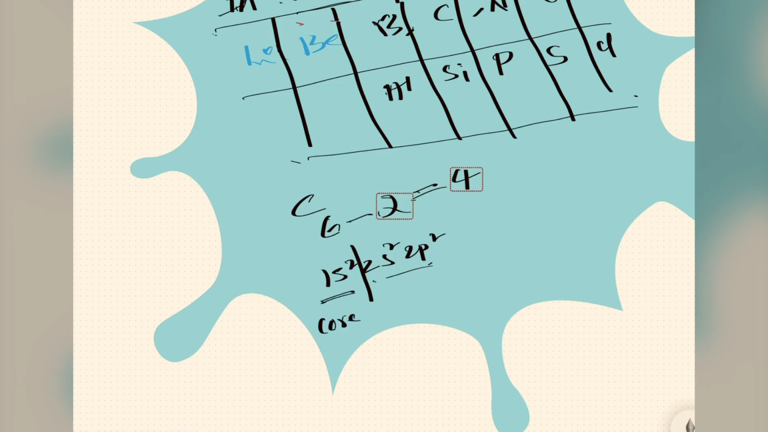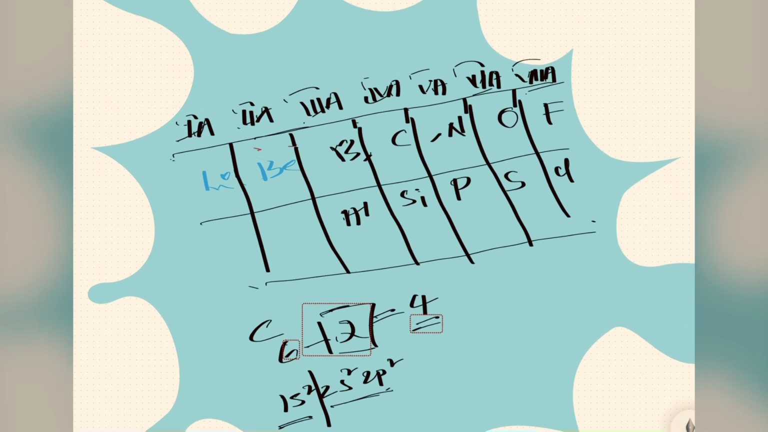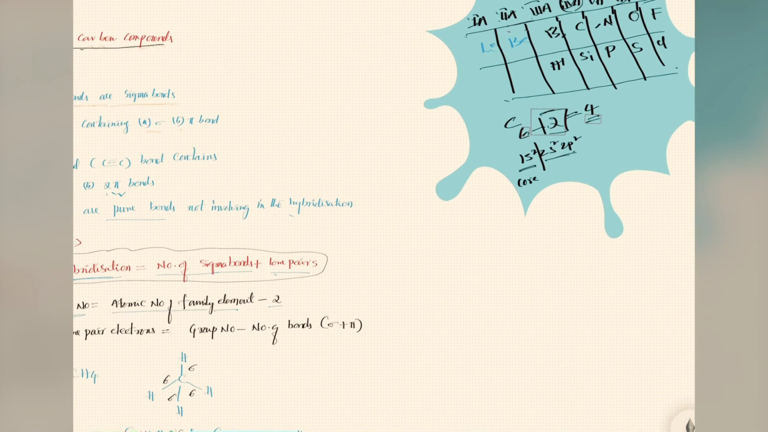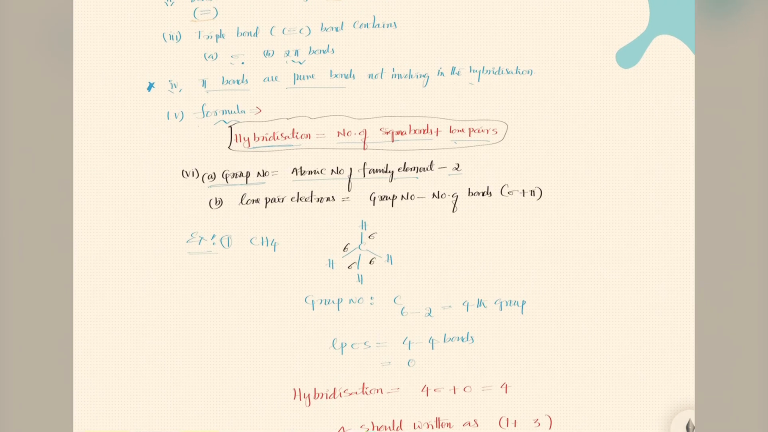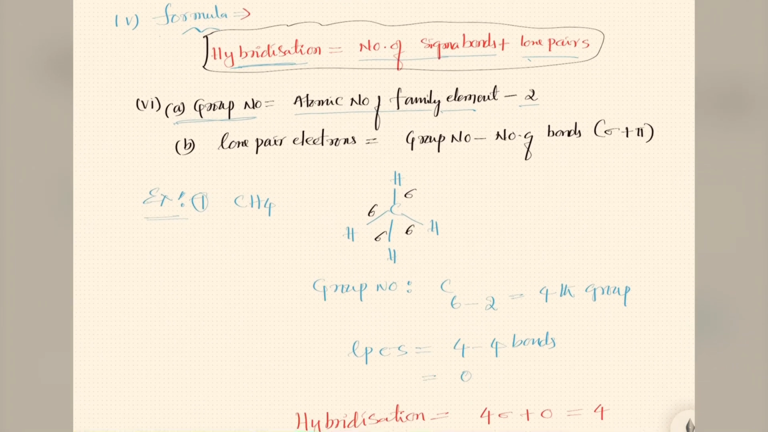The remaining are valence electrons. So I am going to subtract the core electrons from this, and then you will get the remaining valence. That valency is equal to the group number. You can see carbon is in the fourth group. Like this, we can get the remaining elements also. Clear, students? So we'll see now.